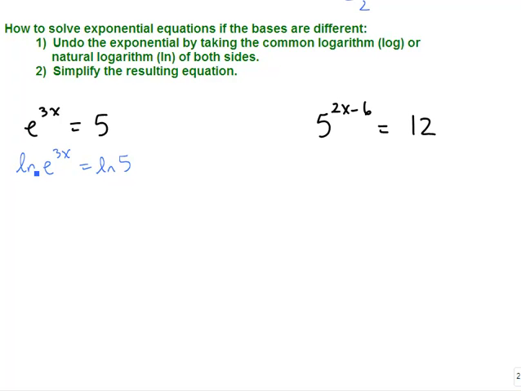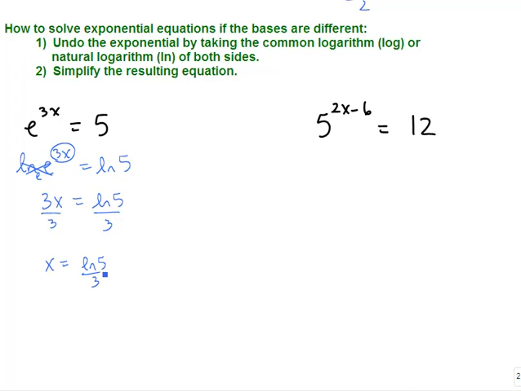Now by choosing ln, which is a log base e, and taking the ln of e to the 3x, you guys should know that there is a cancellation property at work here. The ln base e and this base e cancel each other out, and all we get is this power 3x equals ln of 5. So to finish solving for x, all I have to do is divide by 3, so x is going to be ln of 5 divided by 3.